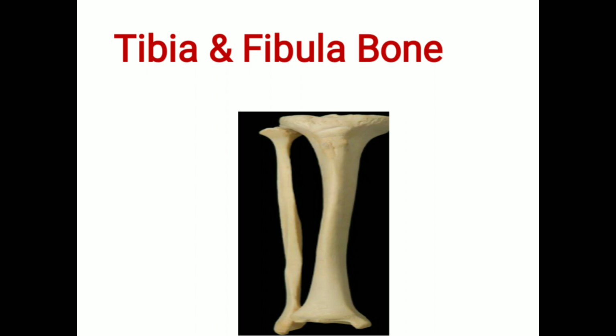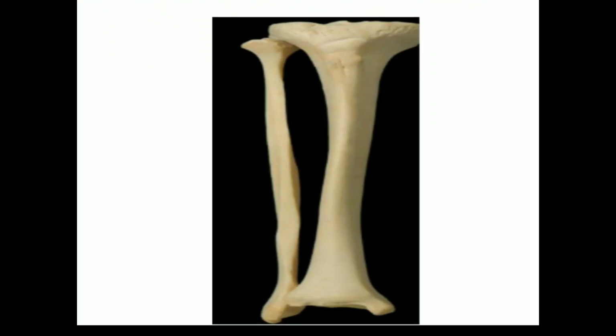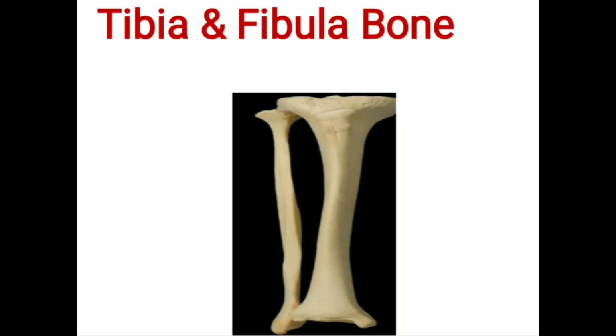Next, we have the bones of the leg. The second largest bone is the tibia, and with it we have the fibula. So our tibia is the medial bone of the leg and fibula is the lateral bone. How many tibias do we have? 2. Both legs, 1, 1, 2. Fibula, 1 plus 1, 2.